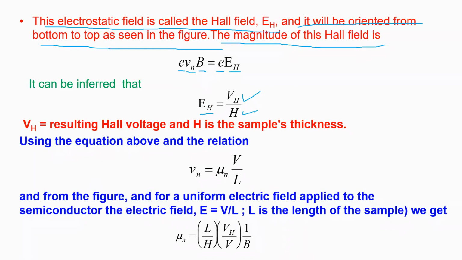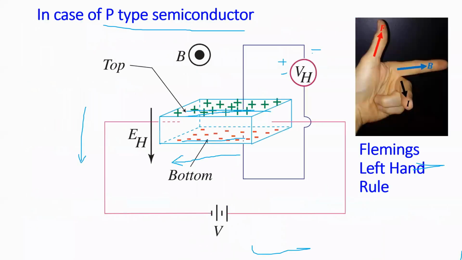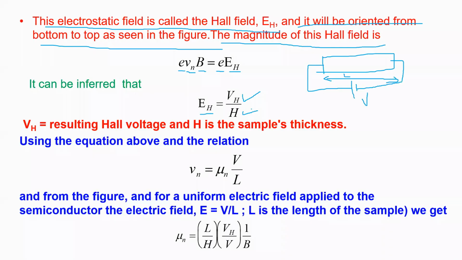Potential over distance. Suppose this is your sample and you are applying some potential V across this, and the length of this sample is L. Then what is electric field? V by L. So here your potential is VH, Hall potential. If you look at the sample, this potential is VH, and H is your thickness of the sample. So this gives you electric field. So electric field is being given by VH over H.